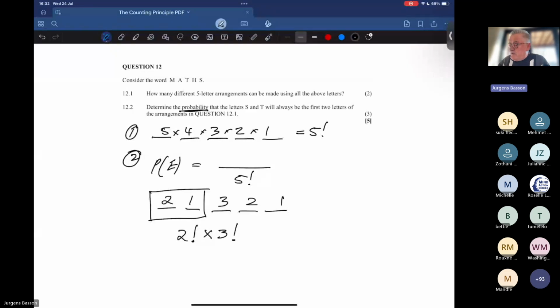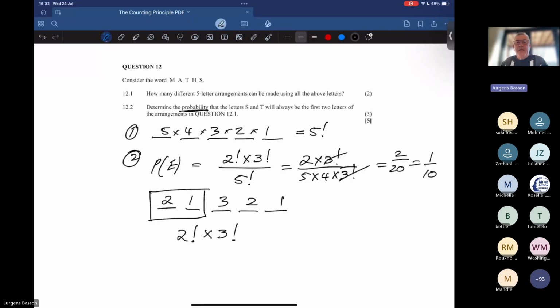So we will say 2 factorial times 3 factorial above the 5 factorial. And now we can just simplify that as 2 times 3 factorial. And then the 5 factorial, you can write as 5 times 4 times 3 factorial. 3 factorials will cancel, and you get 2 over 20 or 1 over 10. I hope that makes sense. So, tiny little question, looks innocent, but there's a little trick that one needs to understand.